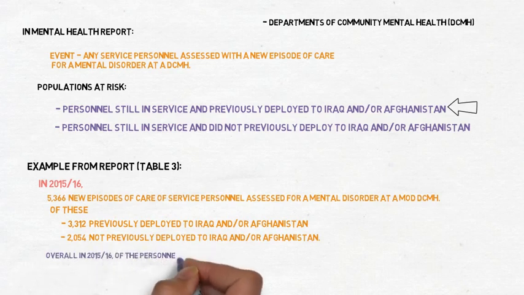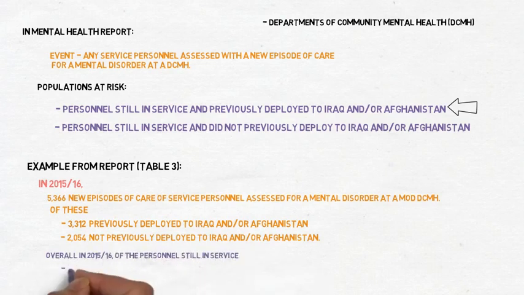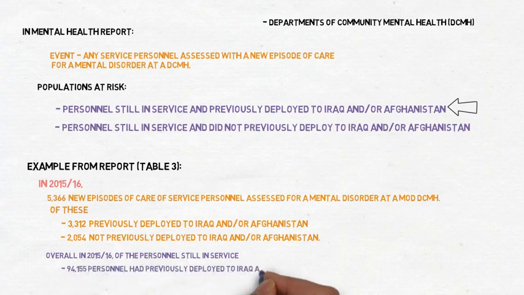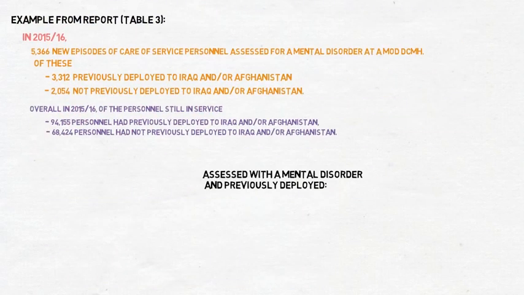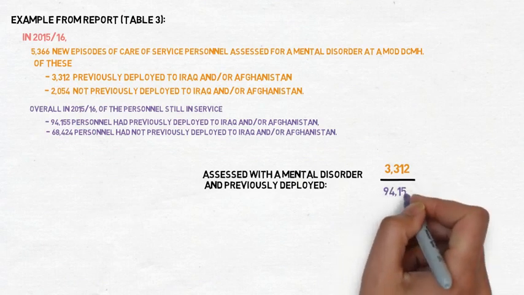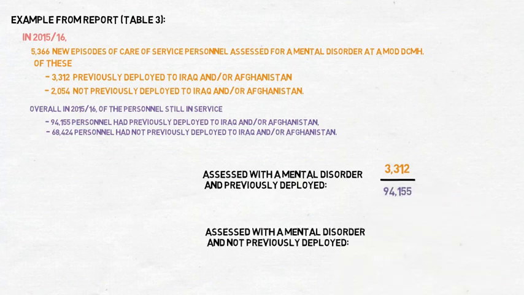Overall, in 2015-16, of the personnel still serving, 94,155 personnel had previously deployed to Iraq and/or Afghanistan, and 68,424 personnel had not previously deployed to Iraq and/or Afghanistan. These are our populations at risk. We divide the amount of people that experience the event by the population at risk. We do this for both populations.